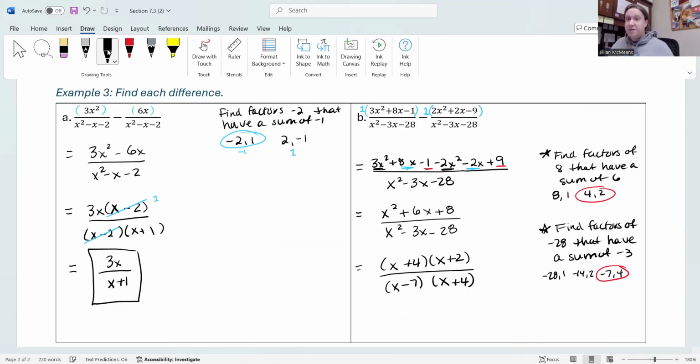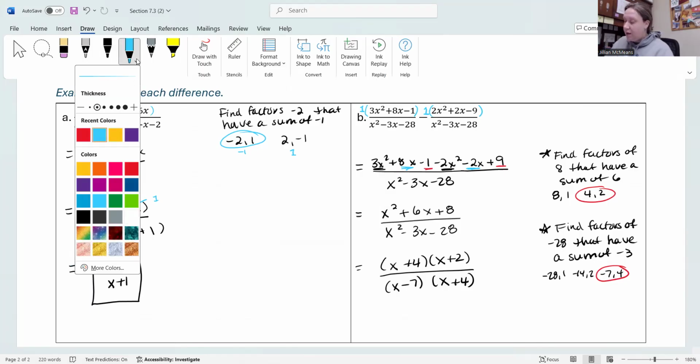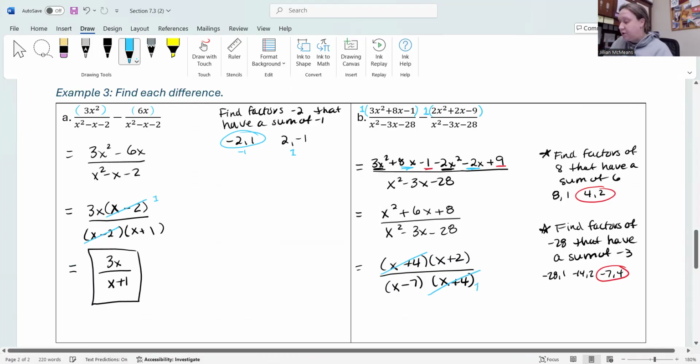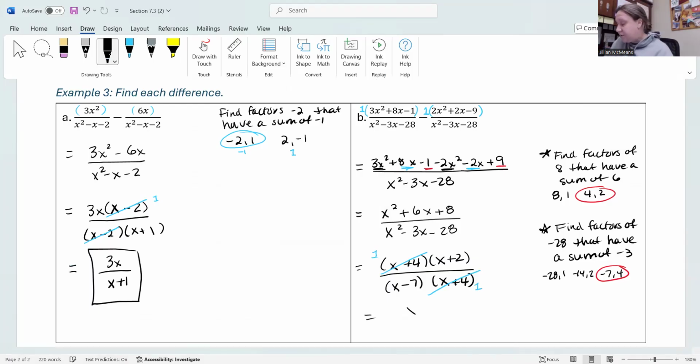And now we want to see, does anything cancel top to bottom? And yes, we have a common factor in the numerator and in the denominator of x plus 4. So let's see what that looks like. x plus 4 divided by x plus 4 is just 1. And so that's going to leave me with 1 times x plus 2 in the numerator and 1 times x minus 7 in the denominator, and that would be our final answer.